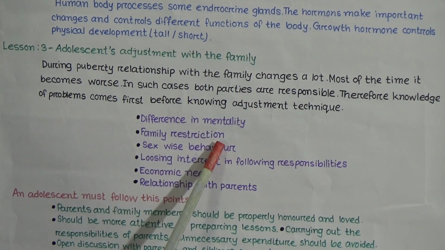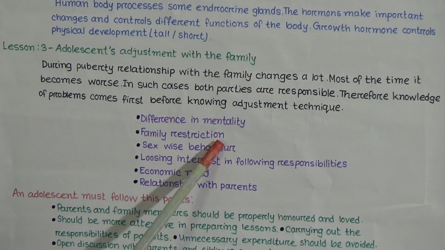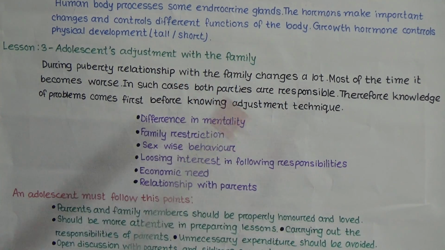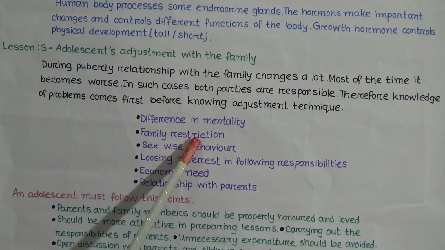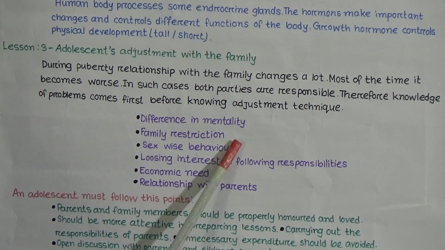And family restriction, there are some family restrictions for the growing up children. Family says you can't do this, you can't do that. So that's why growing up children want to do according to their wish, or sometimes they don't share their feelings with their parents, and that's why their problems grow.